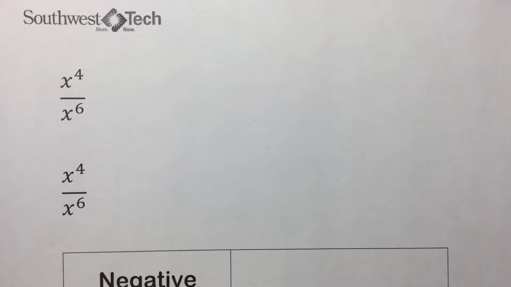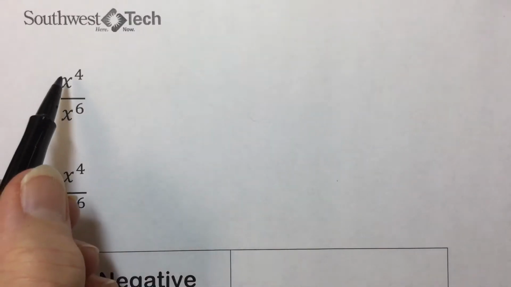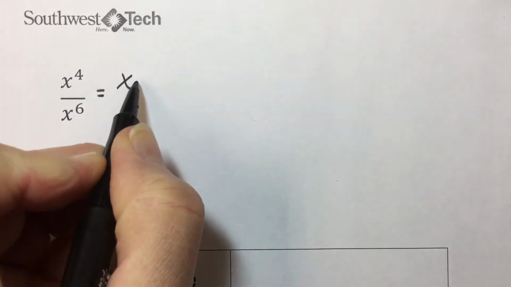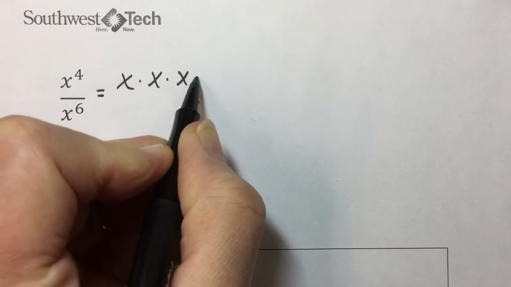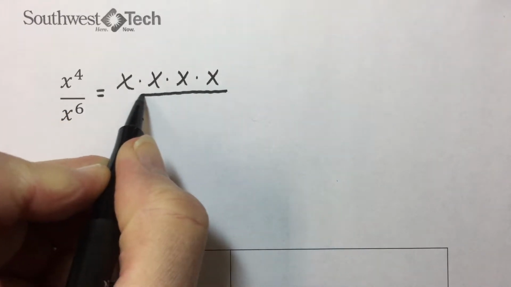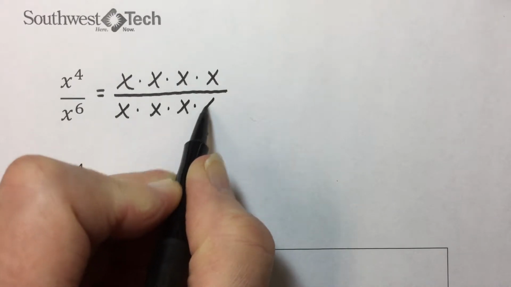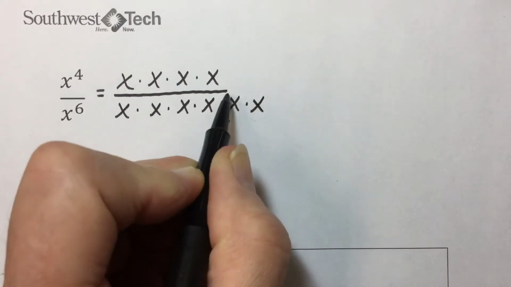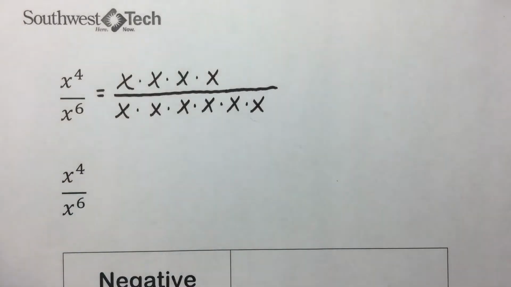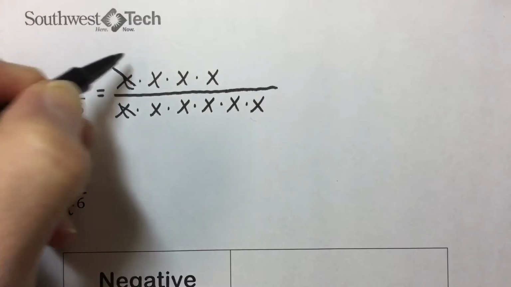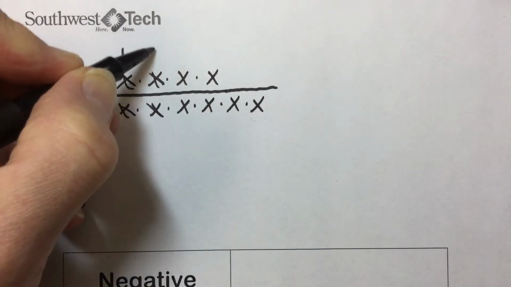Let's define negative exponents by looking at a couple of examples before we set down the rule. In this first quotient, if I write this out in factored form or expanded notation, x to the fourth power is x times itself 4 times. X to the sixth power is 6 x's multiplied by themselves. And if we simplify this expression, anytime we have a term over itself, it's equal to 1.